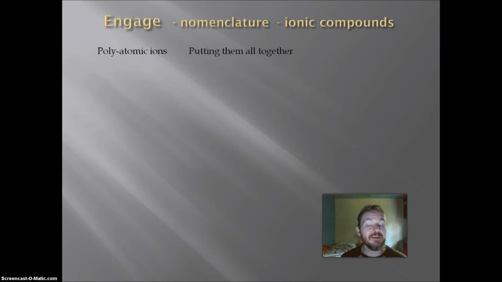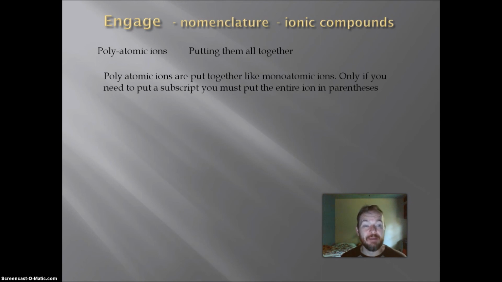Putting ions together into compounds is the same as putting monoatomic ions together. Ions are ions. The only difference is if you're putting a subscript around a polyatomic ion, you need to put the entire ion in parentheses so that you see that the subscript applies to everything.